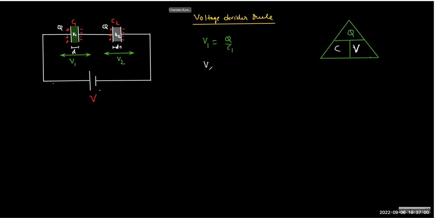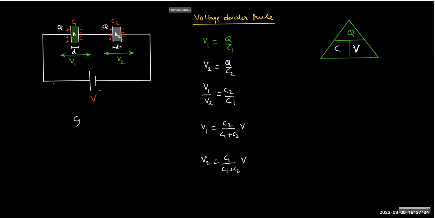So similarly, we can write V2 equals Q by C2. And we know the charge is going to be the same. So what is the ratio of V1 by V2? It's the inverse ratio, C2 by C1. Again, by the logic of ratio and proportion, V1 will get C2 by C1 plus C2 into V, and V2 will get C1 by C1 plus C2 into V. Is this clear? And here the A and d are the same.